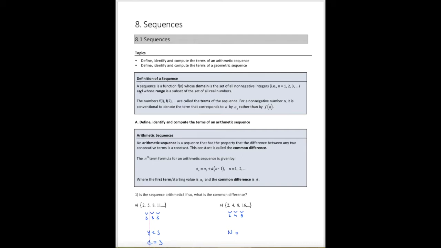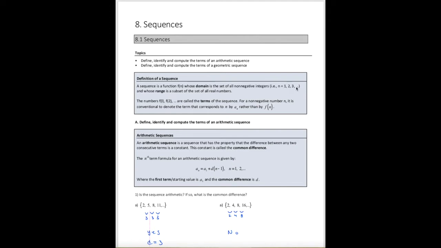A sequence is a function f of n whose domain is the set of all non-negative integers. So that's where this is a little bit different from what we've been doing. So non-negative integers are numbers like 1, 2, 3, 4, etc. So when we have this function, we're not going to put in fractional values, like there are no 1.5s, there's no values in between. It's just going to be these numbers.